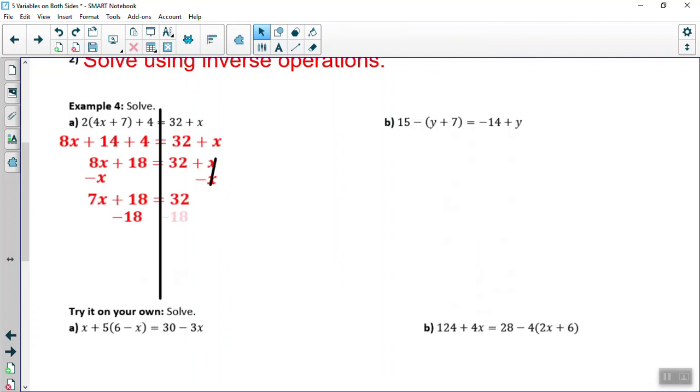Next, I can subtract my 18 from both sides, which will cancel those out. And we're left with 7x equals 14. Last step is to divide both sides by 7. x equals 2.